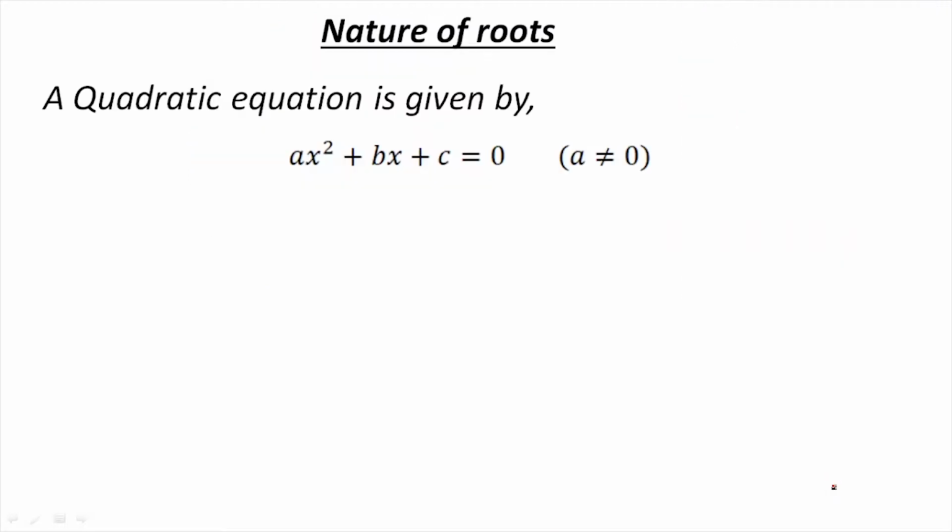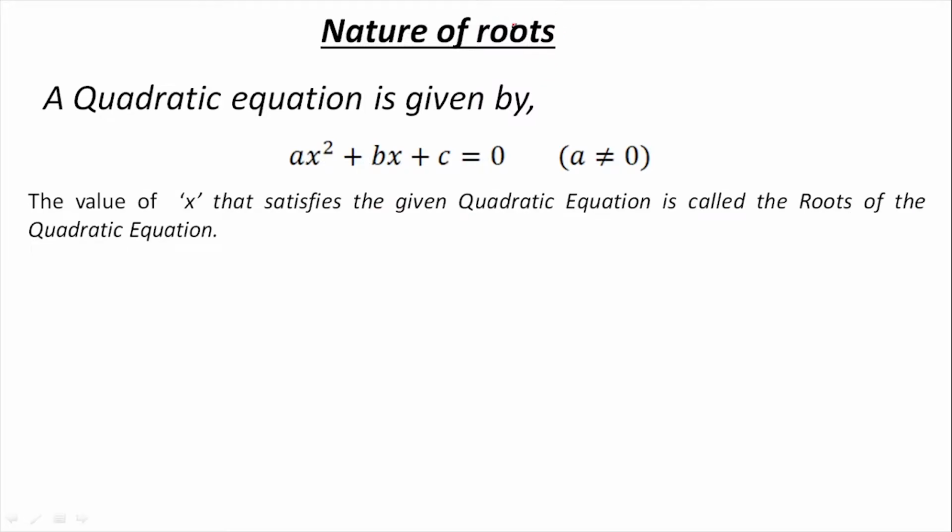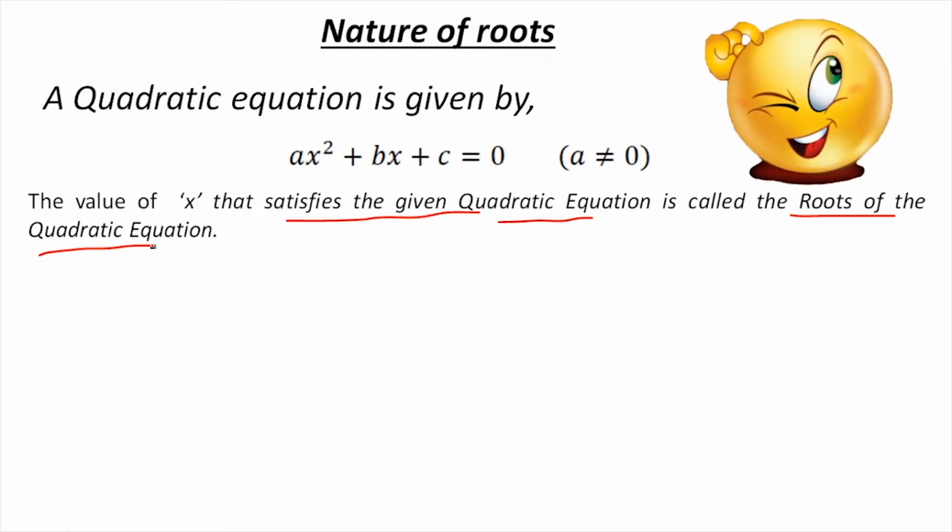So let's begin. The standard quadratic equation is given by ax square plus bx plus c equals 0. Now what do you mean by roots? Before talking about the nature of the roots, let's see what a root is. The value of x that satisfies the given quadratic equation is called a root of this quadratic equation. Any value of x that satisfies the quadratic equation is known as a root of the quadratic equation.